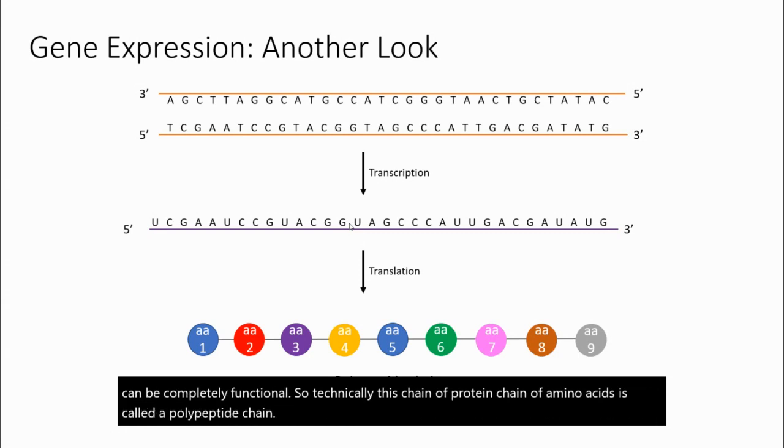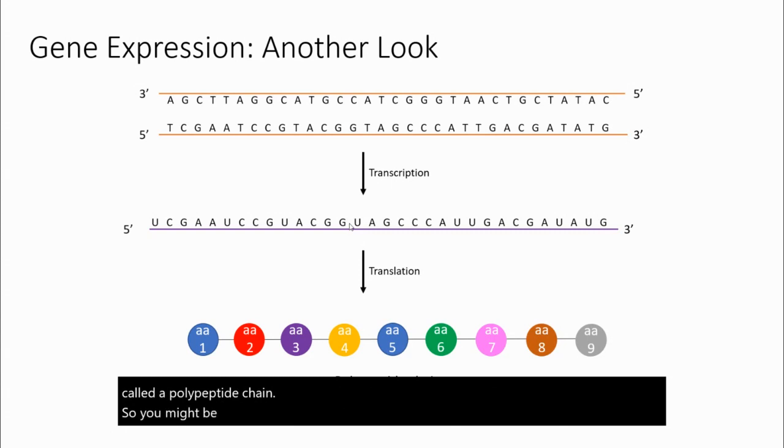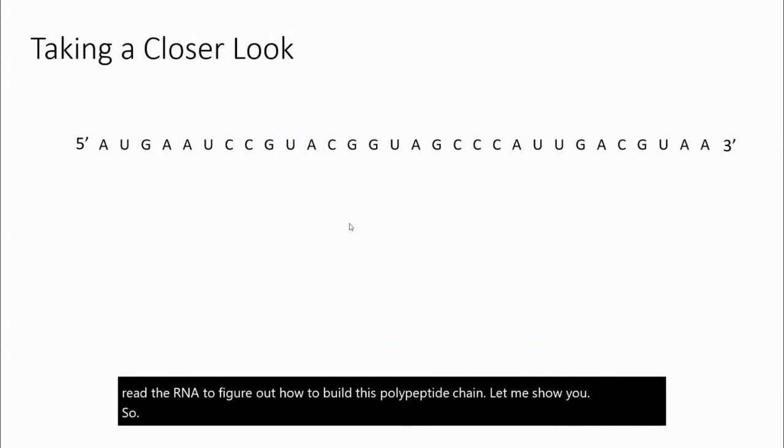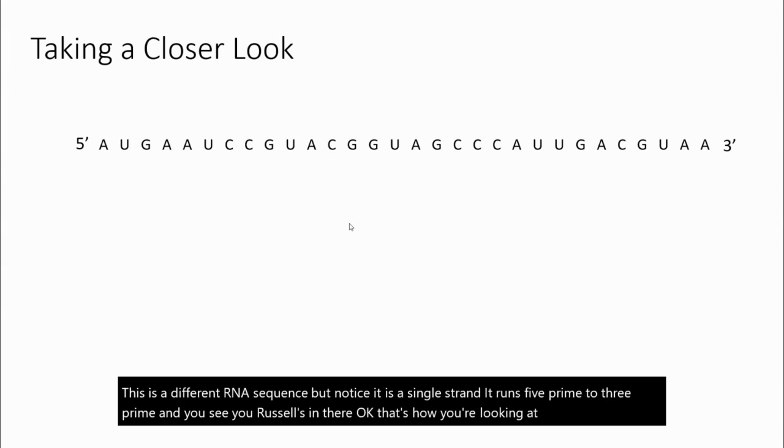Okay, so you might be wondering, well, because RNA is made up of nucleotides and proteins are made up of amino acids, how do we read the RNA to figure out how to build this polypeptide chain? Well, let me show you. So, this is a different RNA sequence, but notice it is a single strand. It runs 5' to 3', and you see uracils in there. Okay, that's how you know you're looking at RNA.